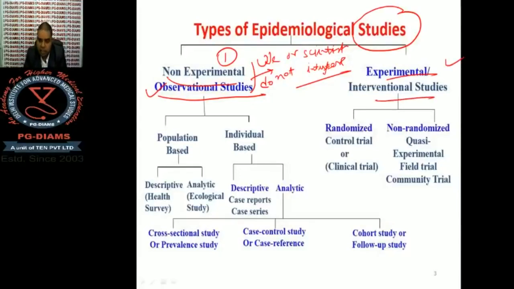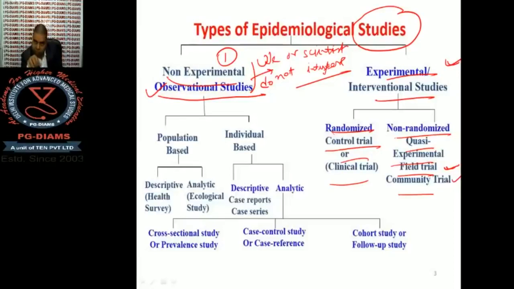In the experimental study, there can be a randomized trial, okay, and there can be a non-randomized quasi-experimental field trial or community trial. What are field or community trials? Suppose there are two Harijan Mohallas in two nearby villages, and in one village we did an intervention and we formed a self-help group.